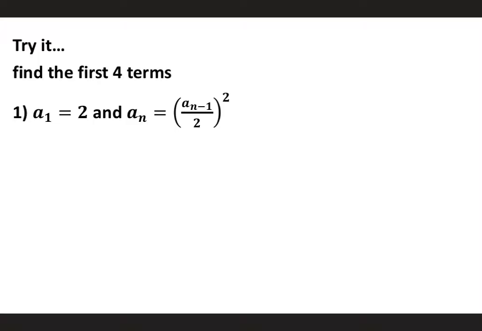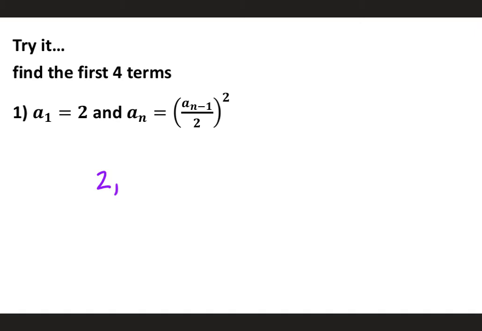All right, so let's go ahead and try one. It says find the first 4 terms. And this sequence says that the first term is 2. So we already got one of them. So we'll say the first term is 2. And then it says in order to find the next term, you need to take the previous term. Ooh, a little more complicated. To find the next term, we need to take the previous term, divide it by 2, and square it. Okay, so we take the previous term, divide it by 2, and square it. So it's going to take a little bit of math, and that's okay.